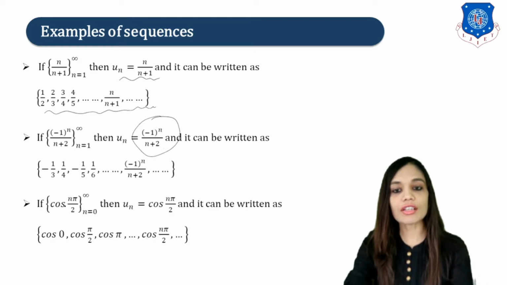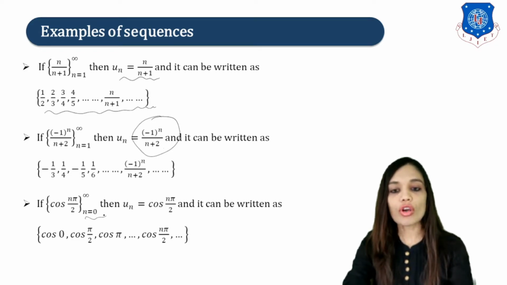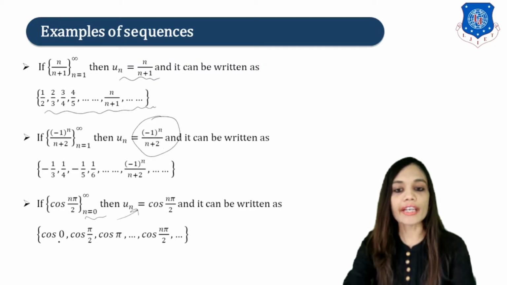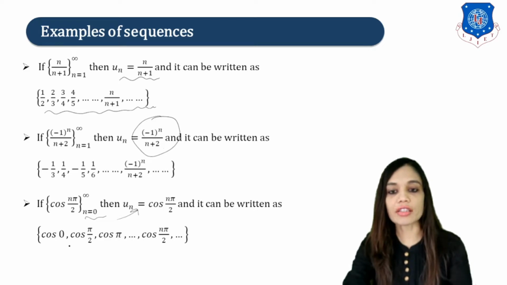Next, let us study the sequence cos n pi by 2, where n is starting from 0 to infinity. Your nth term is cos n pi by 2. Now if you put 0 in this, you will get cos 0. Then if you put 1, you will get cos pi by 2 and so on. So this is your infinite sequence cos n pi by 2.